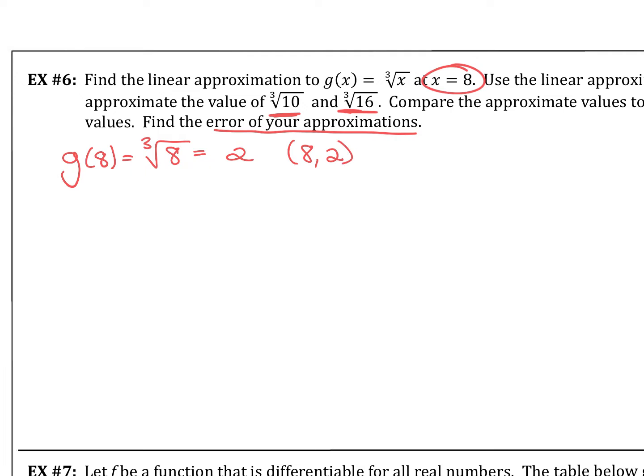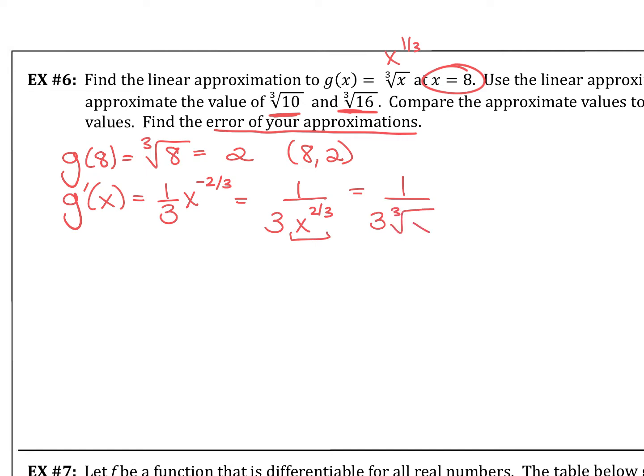If I'm going to find the slope of my linearization equation, I first need to find the derivative of g. Well, g of x is also known as x to the 1/3 power. So the cube root of x is x to the 1/3. If I differentiate that, I get 1/3 x to the negative 2/3 using the power rule. And if I rewrite that so I don't have a negative exponent, I get 1/3 x to the positive 2/3. Or if we write it in radical form, x to the 2/3 is the cube root of x squared.